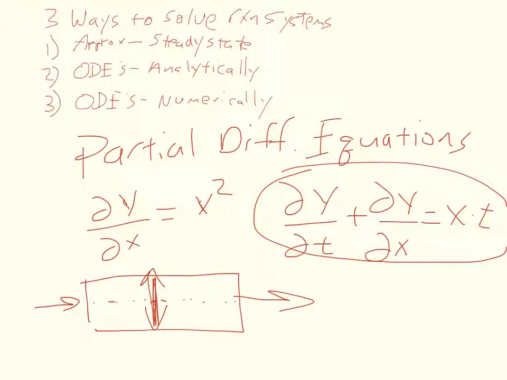And the same thing goes if we have a batch reactor. If there's maybe a concentration here in the middle and a different concentration on the edges, then we will have a gradient of the concentration with respect to distance from the center or whatnot. So that way we might have these partial differential equations.